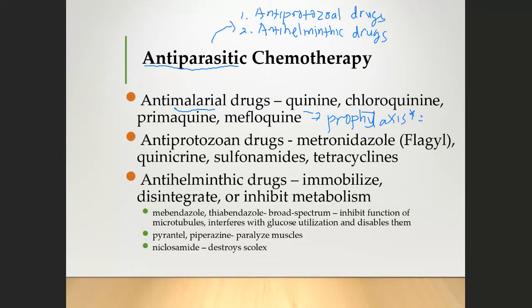Another antiprotozoan drug is metronidazole, this is also used. Remember tetracycline, this is actually an antibiotic that can also be used for protozoal infection. For the antihelminthic drugs, some of them are mebendazole, thiabendazole, niclosamide. So these are also used for worm infection.